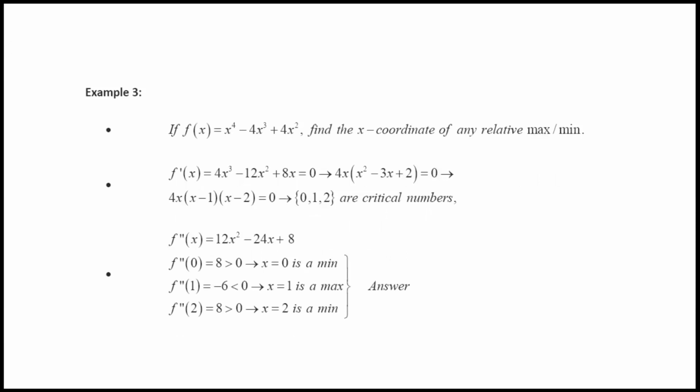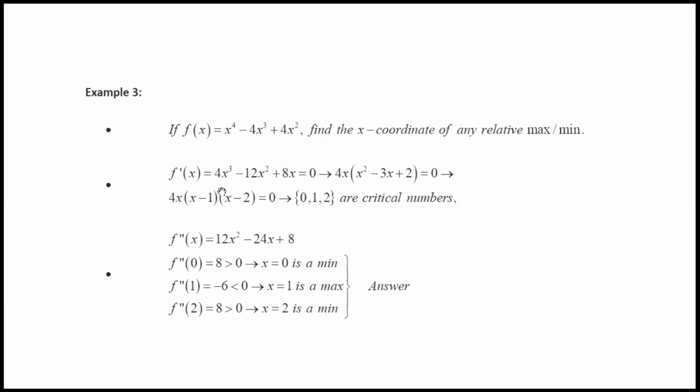Example 3. Again, a function, same directions. We'll take the first derivative. We do. We see we can factor to 4x. We do. We see we can factor this. And then we find that 0, 1, and 2 are critical numbers, and there's nowhere the first derivative doesn't exist. So let's test our critical numbers.